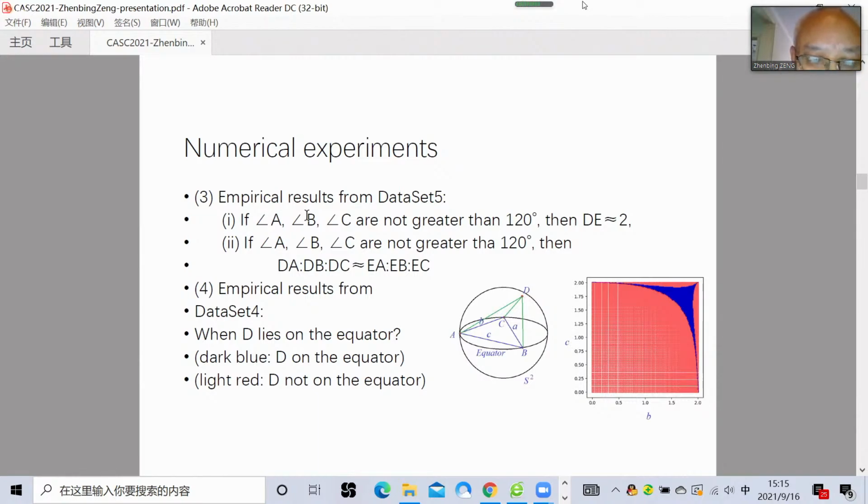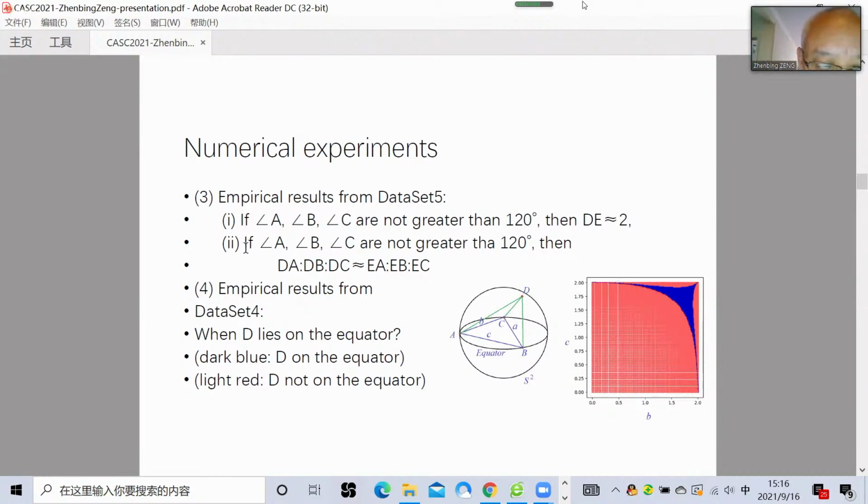If angle A, angle B, and angle C are all not greater than 120 degrees, then for the minimum Fermat-Torricelli point D and the maximum point E, the distance between these 2 points is always approximately 2. This is very surprising, but we have not proved this result yet. This is the first observation.